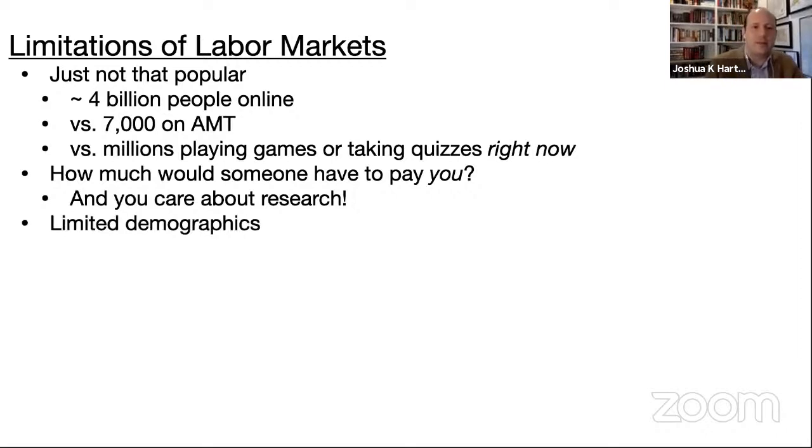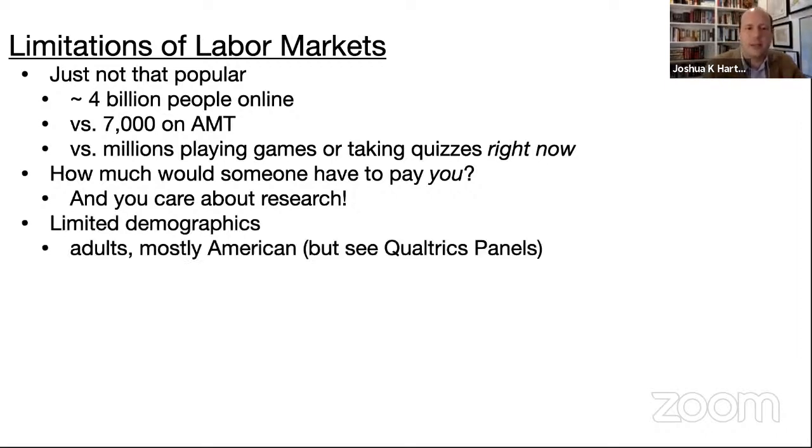The other thing is the demographics are pretty limited, especially on AMT. It's mostly adults, mostly American, a little bit better on Prolific. Obviously, Qualtrics panels is the exception. If you really need those targeted groups, that's what I would go with, or what I have been going with.